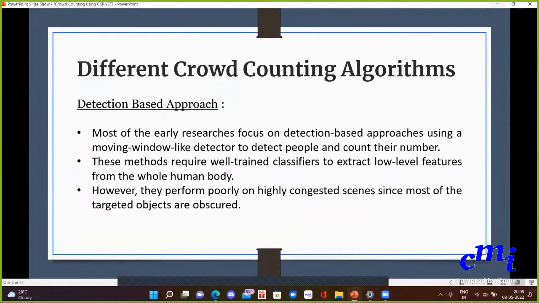The first one is detection-based approach, where we use moving window-like detector to detect the count of people. But this requires well-trained classifier to extract low-level features of the image. And also, it performs very poorly on highly congested scenes as target objects are obscured.